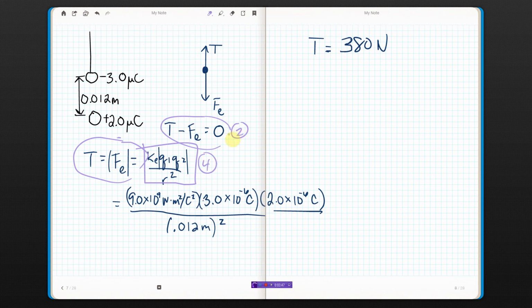Okay, that's 6. Then for putting in correct values, basically for somehow converting from microcoulombs to coulombs, either writing it out explicitly somewhere on the side or just putting it in the equation like this, whatever, you get a point for each of those. Okay, that's 8. And then 1 for the answer and 1 for the unit. That's 10.